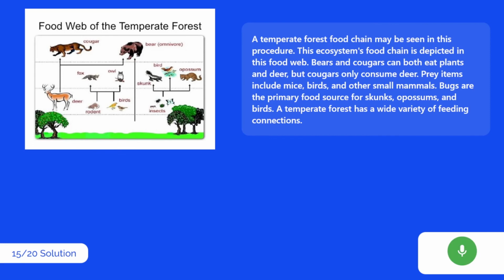A temperate forest food chain may be seen in this diagram. This ecosystem's food chain is depicted in this food web. Bears and cougars can both eat plants and deer, but cougars only consume deer. Prey items include mice, birds, and other small mammals. Bugs are the primary food source for skunks, opossums, and birds. A temperate forest has a wide variety of feeding connections.